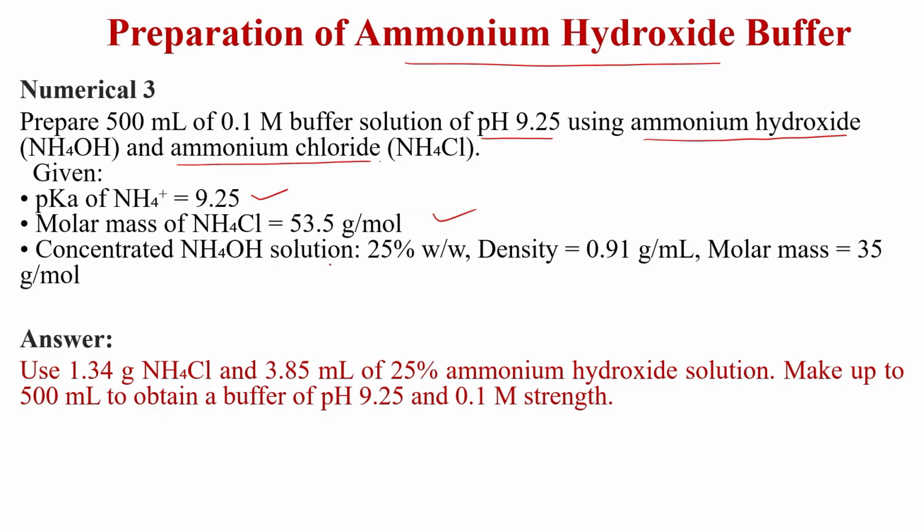Concentrated ammonium hydroxide solution is given to us, 25% weight by weight. Density is 0.91 gram per ml. Molar mass is equal to 35 gram per mole. Okay, so how to solve this numerical? At the end we must have the answer: 1.34 gram ammonium chloride to be taken and 3.85 ml of 25% ammonium hydroxide solution to be taken. You make up the volume to 500 ml to obtain a buffer solution of pH 9.25 of strength 0.1 molar. Okay, so let us see how to arrive at this answer.